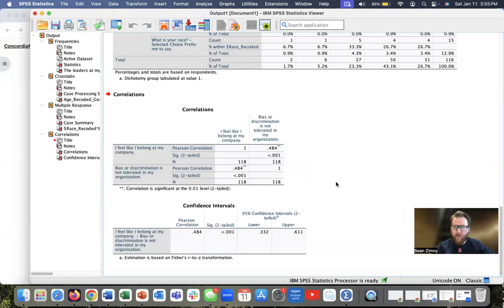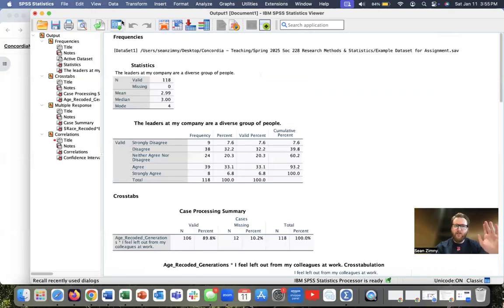Well, the implications are that since these things are moderately strongly and positively correlated, as more people agree that bias or discrimination is not tolerated in their organizations, those same people feel more like they belong at their company. So implications for the organization would be that reducing bias means people feel like they belong at their company more, which can then reduce turnover and employees leaving and improve employee satisfaction, all those things. So that's how you're going to interpret and run those analyses. Those are all the directions.